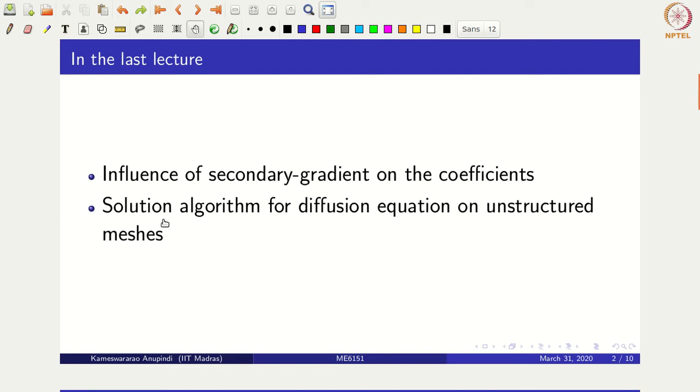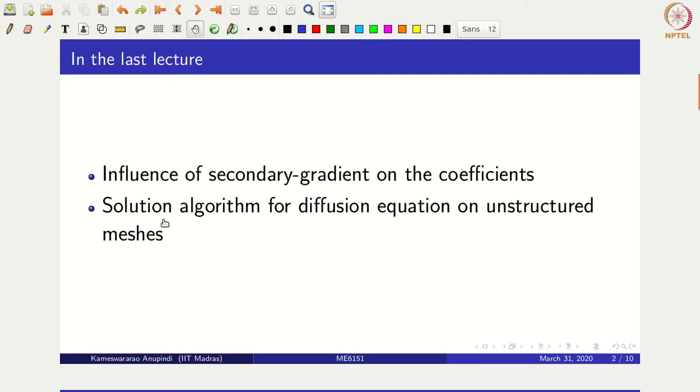We have also looked at the solution algorithm for implementing a diffusion equation on unstructured meshes, right? We said that instead of going through a cell-centered approach, if we traverse the mesh through a face-based approach, access the cells and fill in the coefficients, and then go to the cells and calculate the central coefficients, the AP coefficients, and so on, then that is a better way of solving the unstructured problem. That's what we discussed in the last class.